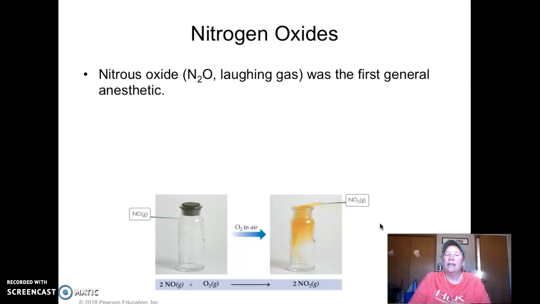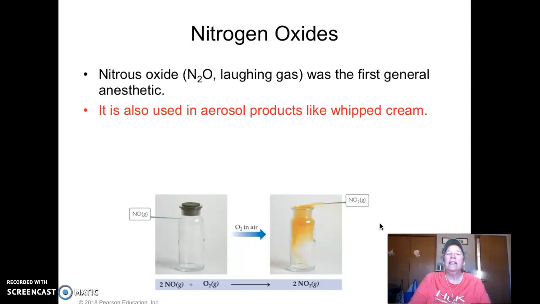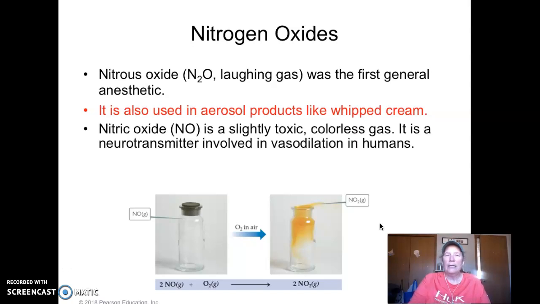The pain is lessened and you giggle, they say a lot. That's why they call it laughing gas. It can be used in an aerosol because they had to replace the CFCs, the chlorofluorohydrocarbons, because of their detrimental effect on ozone. So now they use aerosols with nitrogen gas.